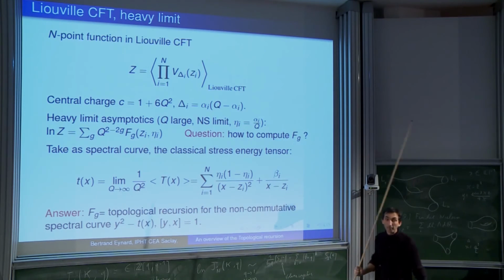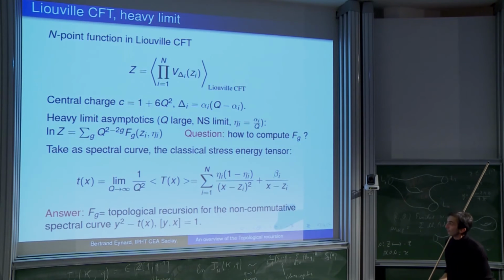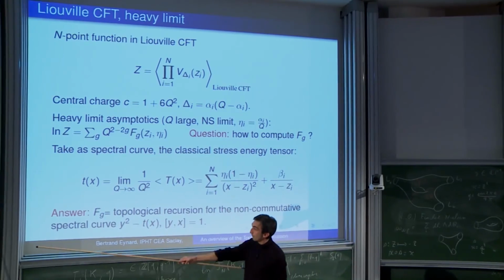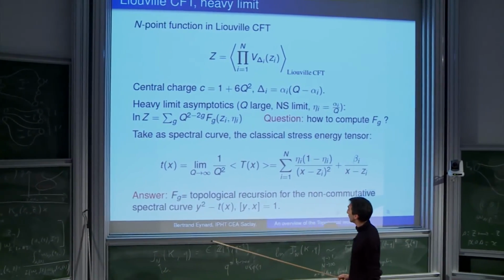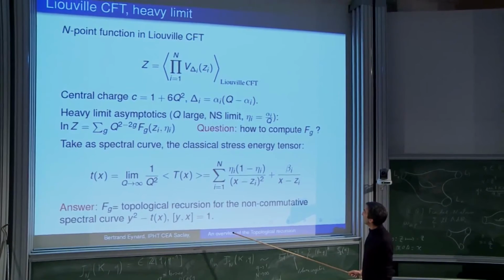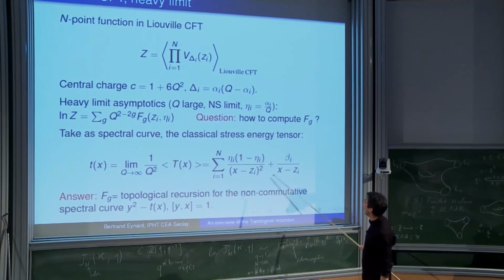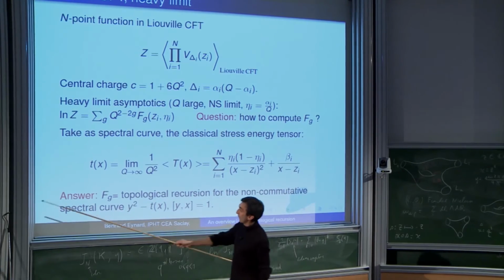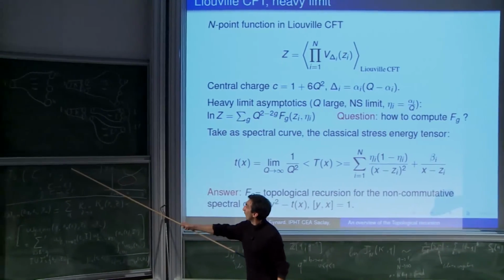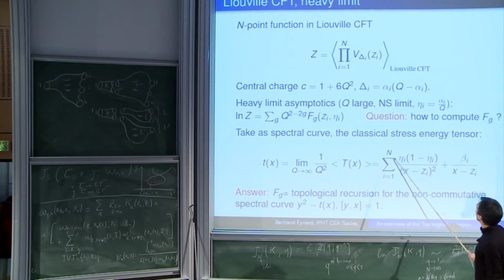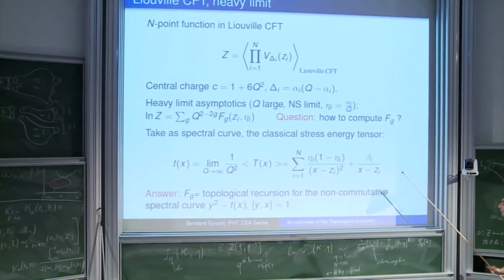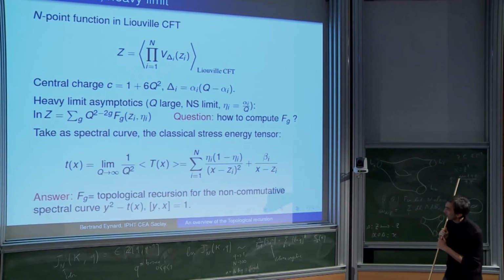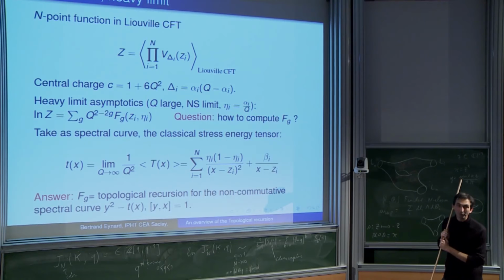the F_g's. And again, it is conjectured that the F_g's here are computed by the topological recursion from a spectral curve, and the spectral curve should be y squared, sorry, t is y squared, given by a certain expression, which is in fact what's called the stress energy tensor in Liouville conformal field theory.